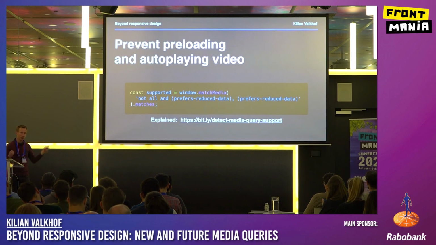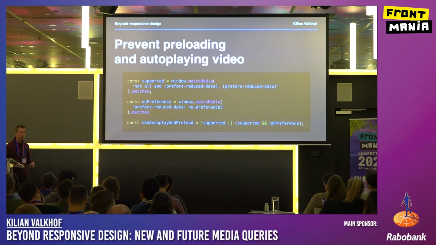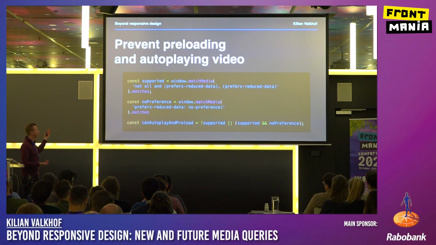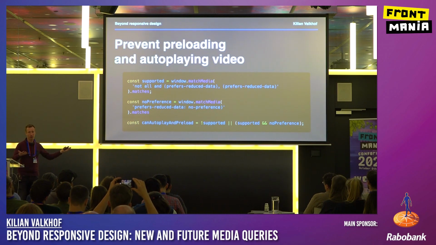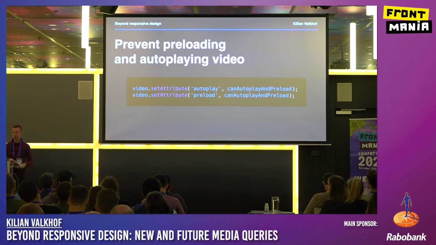But this way we can test if it's supported at all. Then we also want to check if there is no preference so that we can autoplay. For that, we again use window.matchMedia and then just check for prefers-reduced-data and no-preference. Then the canAutoplay and preload variable becomes either it's not supported and then we autoplay, or it is supported and the user has no preference for reduced data, and then we can also autoplay. And at that point, you set the attributes on the video, and everyone that has current browsers gets autoplaying video.